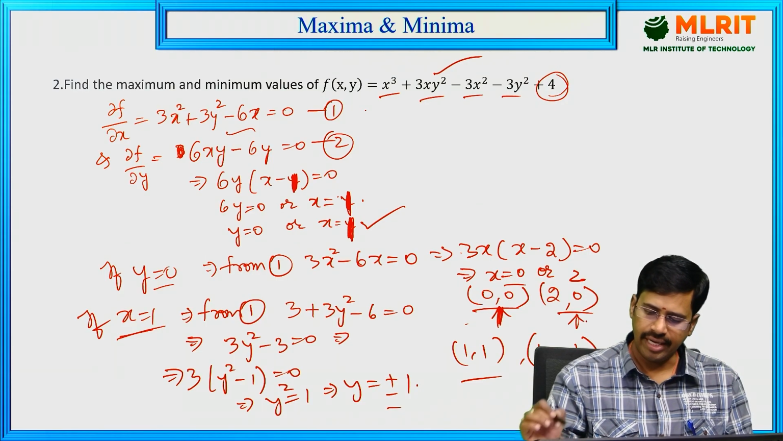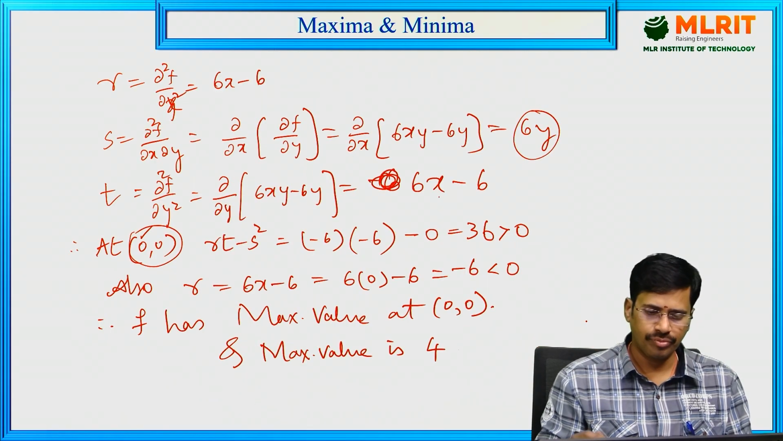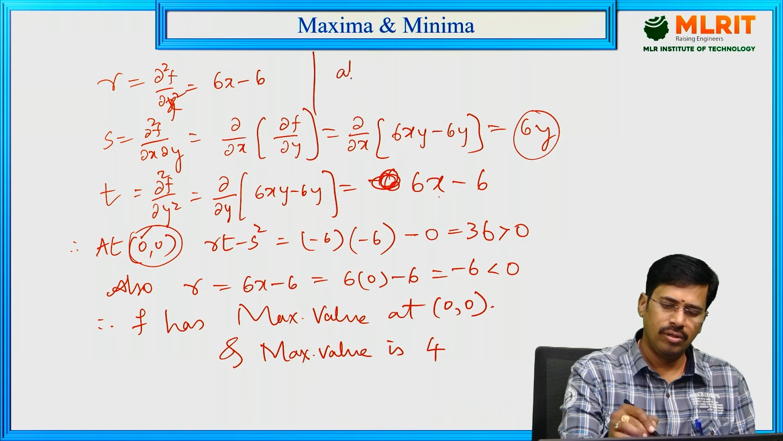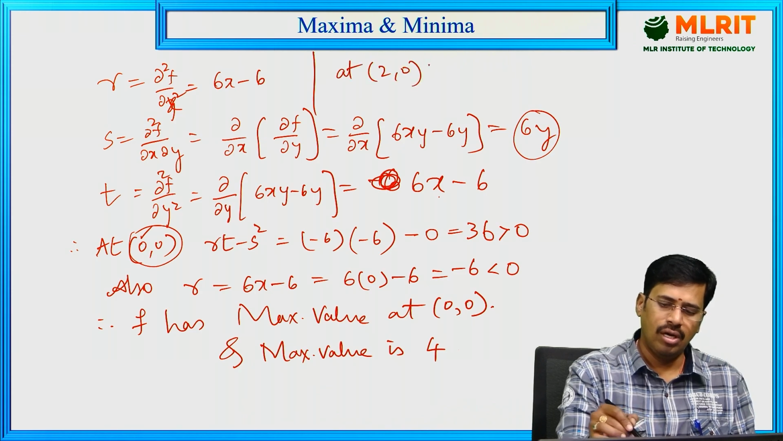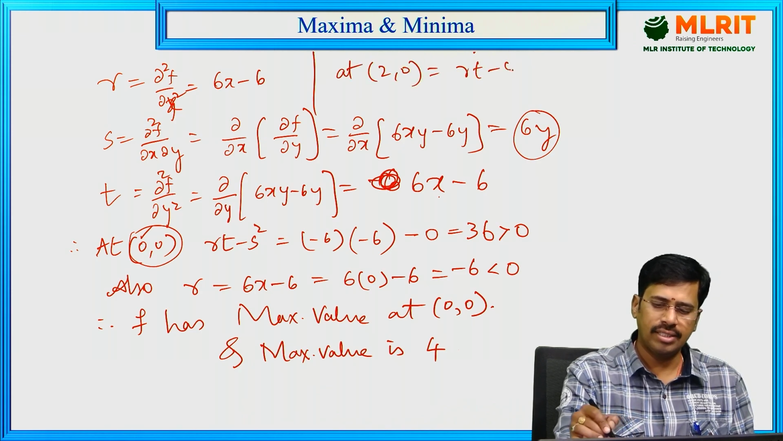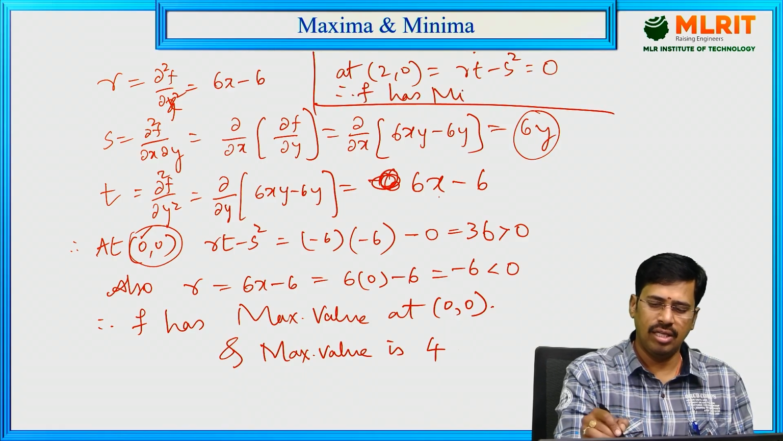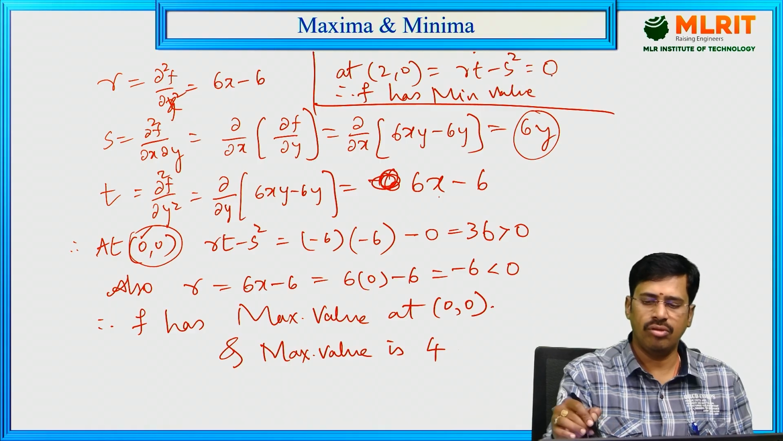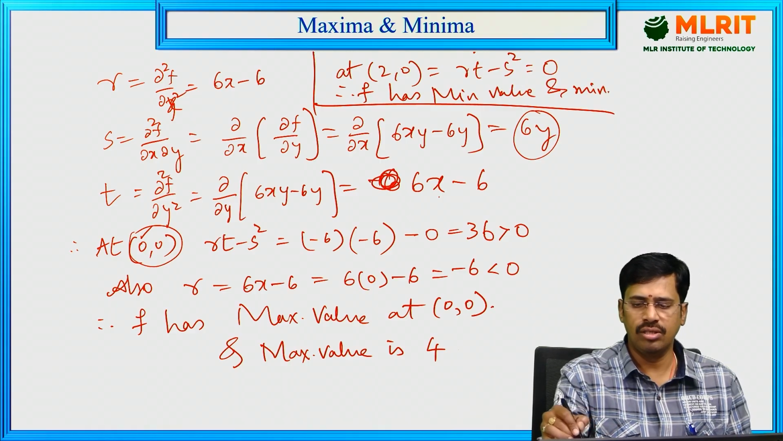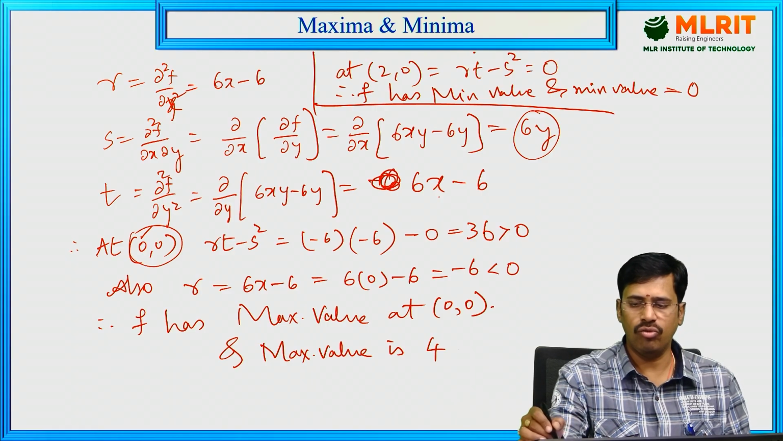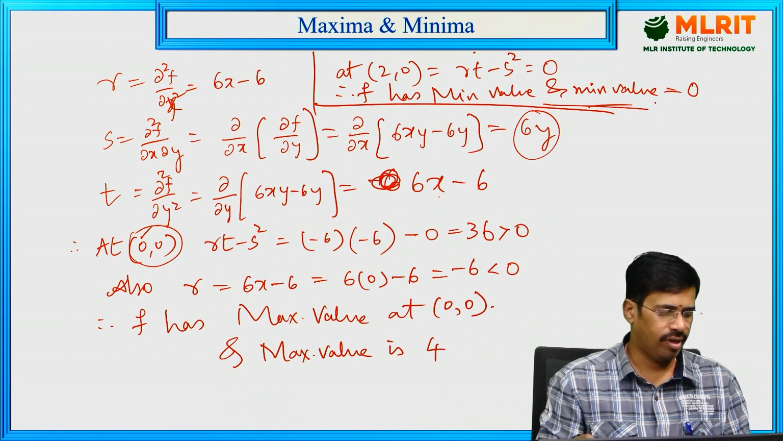Now consider the second point (2, 0). At (2, 0), rt minus s square, we get 0. Therefore the function f has minimum value, and minimum value is, substitute x equal to 2, y equal to 0, that value we get as 0, right?